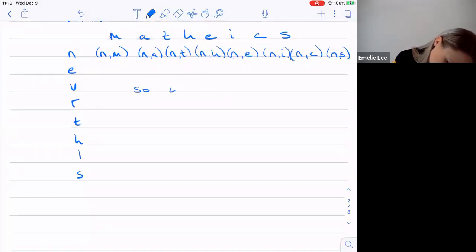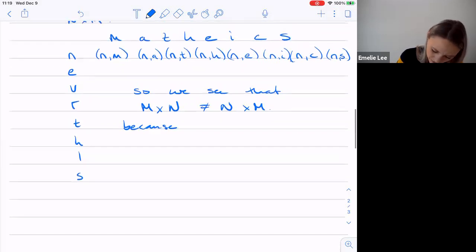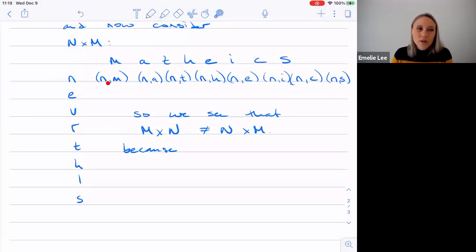So we see that M by N is not equal to N by M, right? Because order matters. I shouldn't say order matters, because the order inside here doesn't matter, right? Because it's, well, maybe it does. It's a coordinate pair.